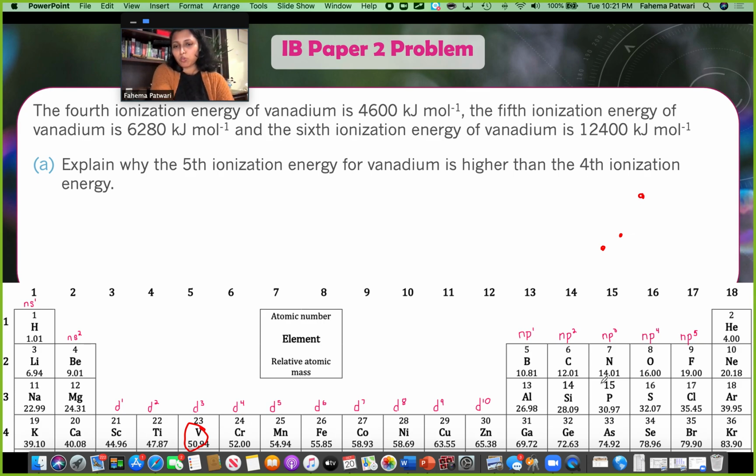And it says, explain why the 5th ionization energy for vanadium is higher than the 4th, right? So why? Simple reason. There's always a successive increase in ionization energy. The second is higher than the first, third is higher than the second, fourth is higher than the third, and so on and so forth.